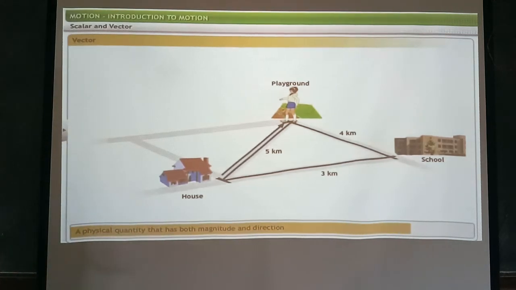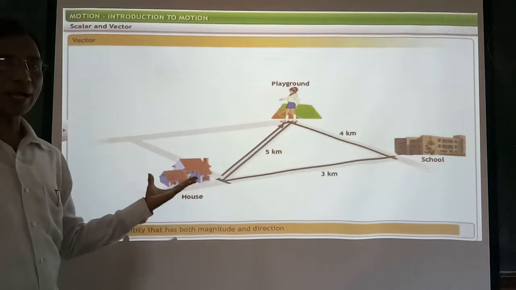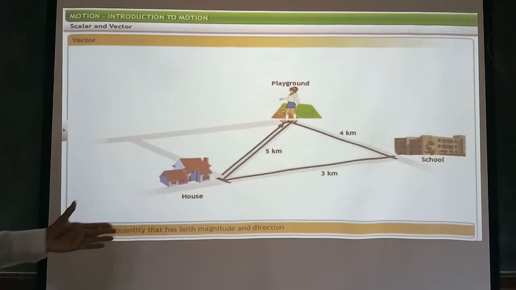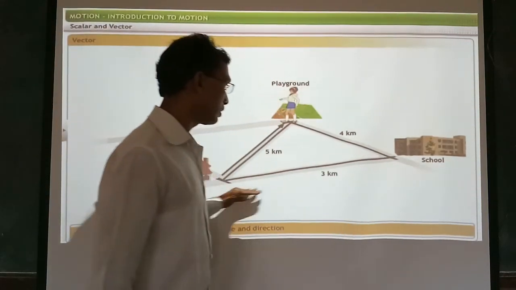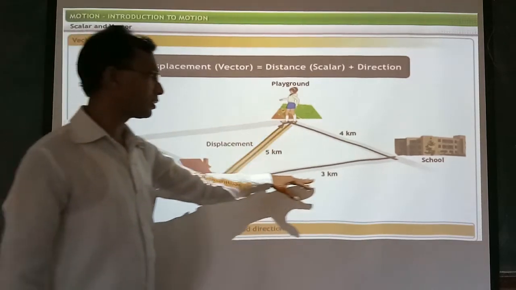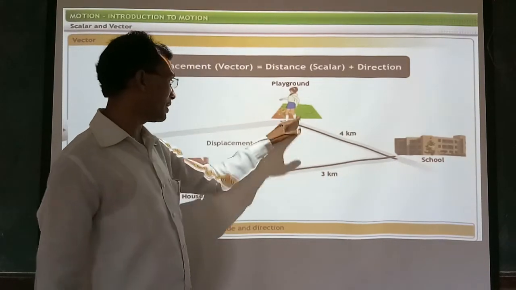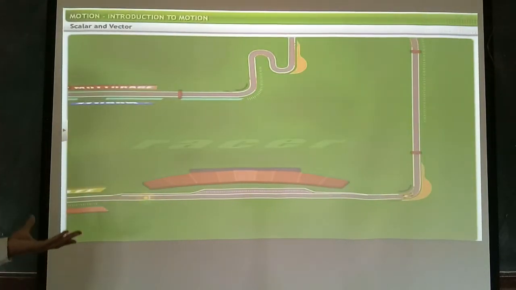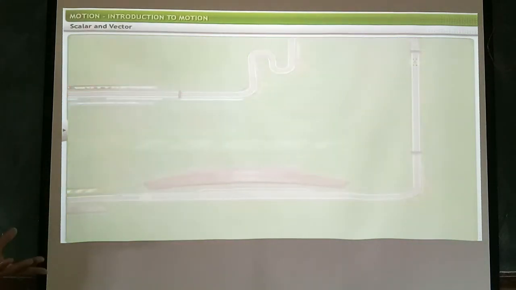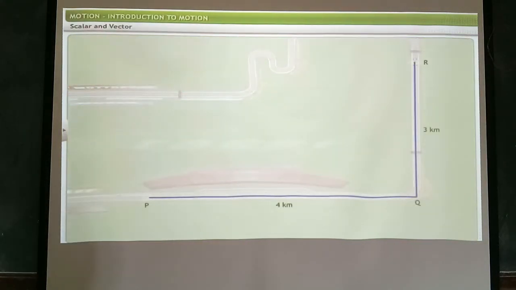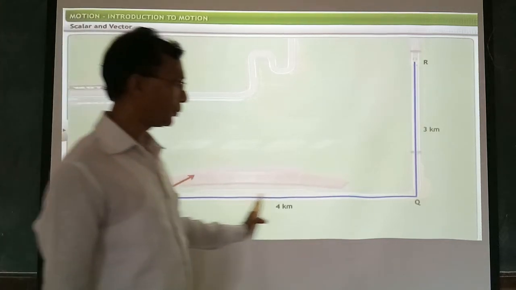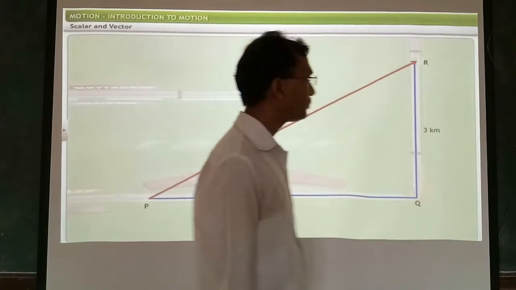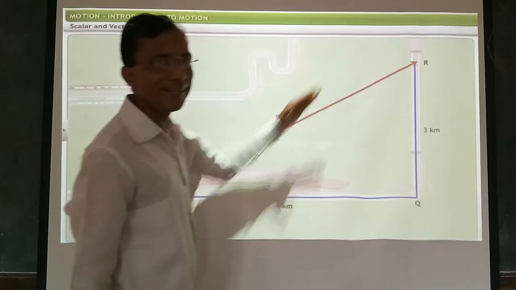Now the vector quantity: a physical quantity that has both magnitude as well as direction is a vector quantity. As we know, the total distance is 3 kilometer plus 4 kilometer, total distance 7 kilometer, and displacement is 5 kilometer. Here is one example, from point P to Q and Q to R, that is 4 kilometer and 3 kilometer. These are the displacement, the shortest distance.